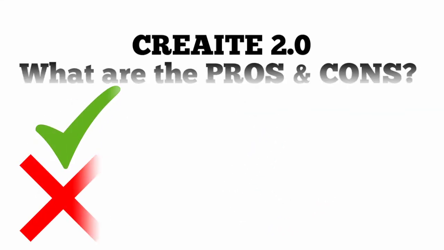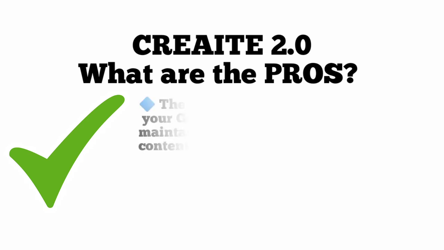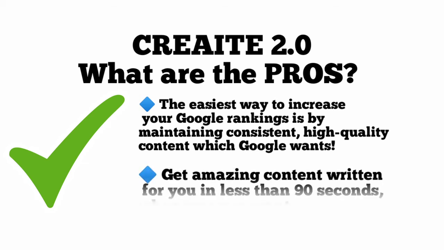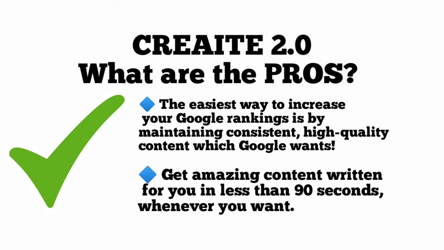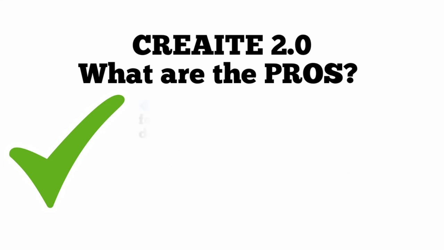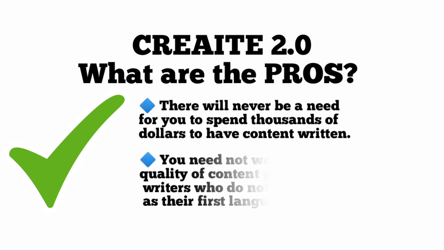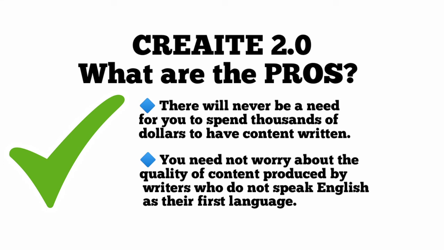Okay, now let me let you in on the pros and cons of this product. What are the pros? Create 2.0 is the easiest way to increase your Google ranking by maintaining consistent high quality content, which Google wants. You get amazing content written for you in less than 90 seconds whenever you want. There will never be any need for you to spend thousands of dollars to have content written. You need not worry about the quality of content produced by writers who do not speak English as their first language. This service provides you with flawlessly written content within 90 seconds, which is ready for you in less than 1 minute. So what are the cons?